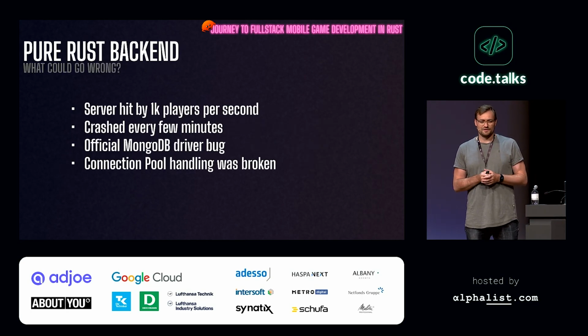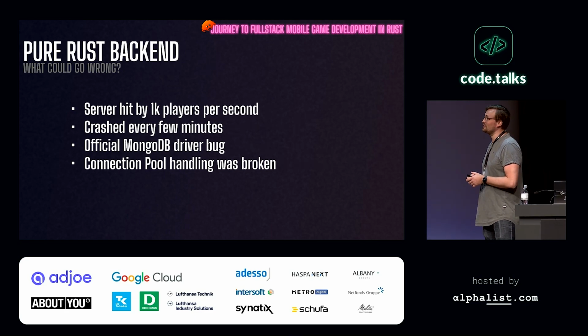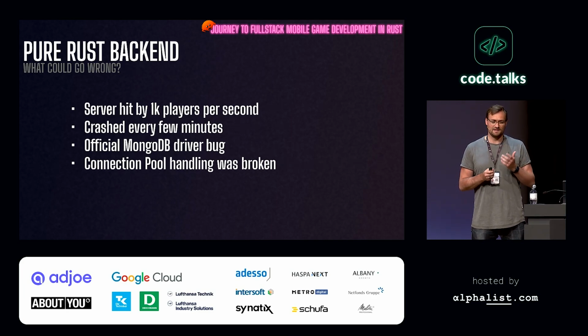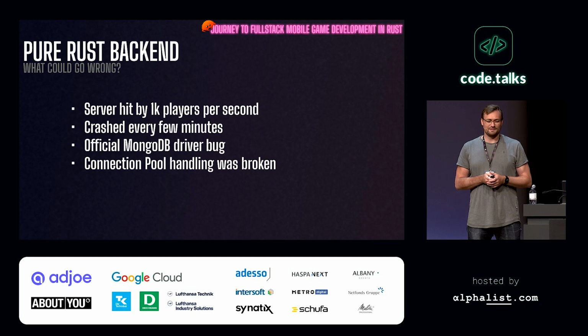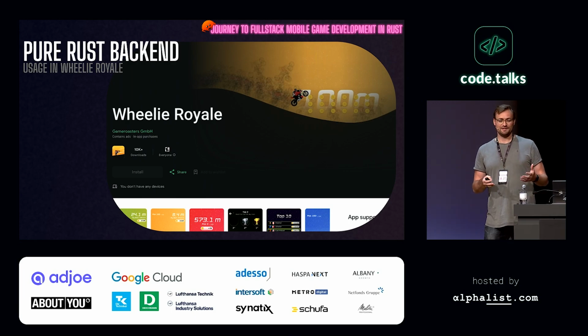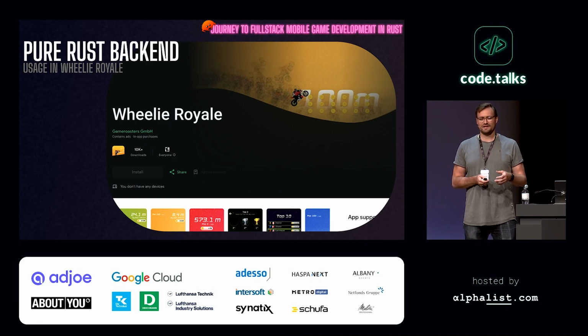So we needed to use this MongoDB official driver, and it turned out to have a very crucial connection pool handling bug, which we had to fix in production, essentially, because the server was basically locking up every 1,000 users or something. And that was a quite sobering experience to use this emerging technology at the time. But we were still very convinced of the outcome of high performance and stability once we made it stable. And so we chose to use this full-stack Rust backend now for our first own game product, which was called Wheelie Royale.